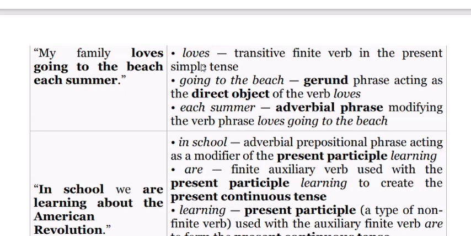Loves: transitive finite verb in the present simple tense. Going to the beach: gerund phrase acting as direct object of the verb loves. Each summer: adverbial phrase modifying the verb phrase loves going to the beach. Now, we will see another example.